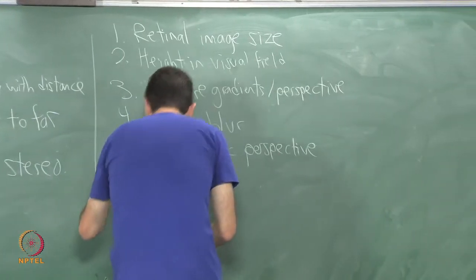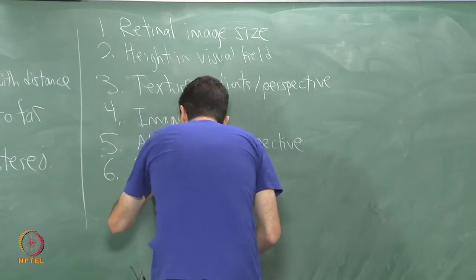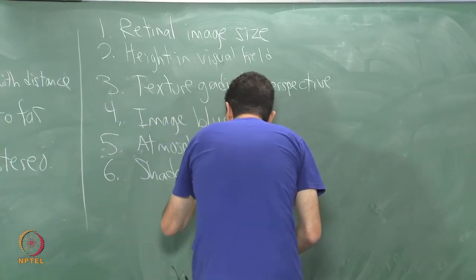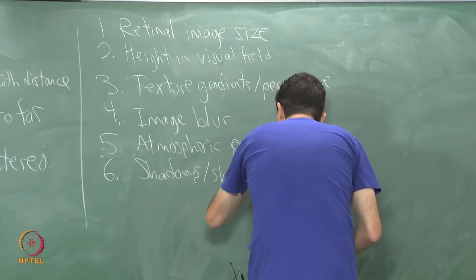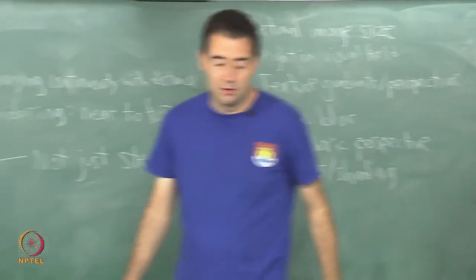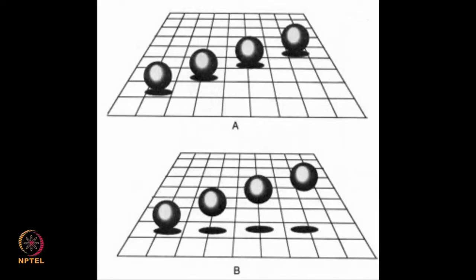This one's great. Shadows, let's see, 6. Shadows or shading. So in the top picture, I perceive the balls to be going further and further away, right, as we go from left to right. But in the bottom picture, I perceive them to be at the same depth, but just different heights in the air, right? And the only difference between the top and the bottom is how the shadows are rendered. So clearly, you're using some additional information from the shadows to help you reason about depth. It's happening all the time for us.